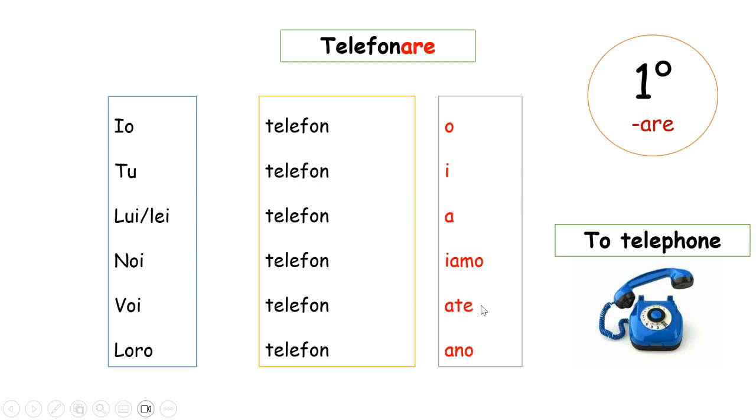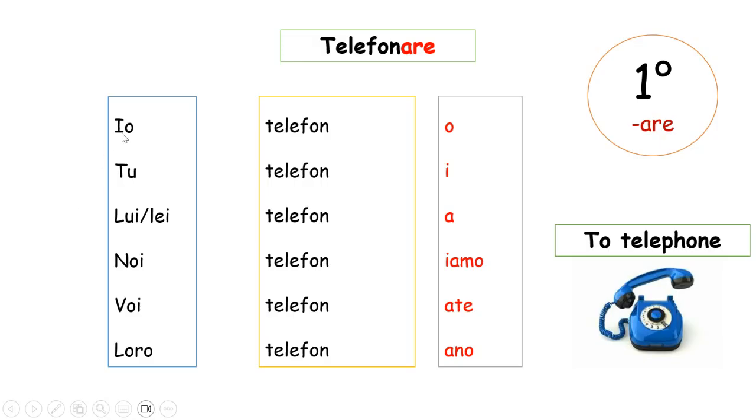I will read each time the verb so you know how to pronounce it. Then you can stop the video, take notes, and you can go back and listen again and you can repeat the verbs. Another thing you can do to learn these verbs is to write short sentences. For example, telefono il lunedì, and so on.